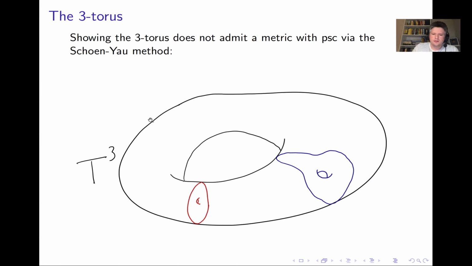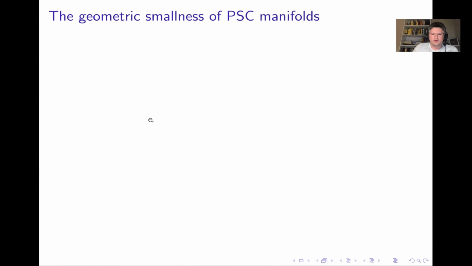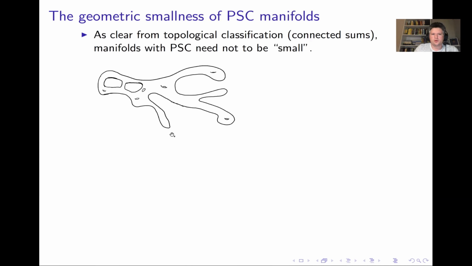Okay, so how about geometric smallness for these guys? For geometric smallness, the whole point is that we have to go back and look at the fact that you can do connected sums with positive scalar curvature. So those manifolds don't have to be small necessarily, because you can start with one piece, and then you can start doing connected sum with itself, and you can keep going in a direction as long as you want. So you can keep elongating, and you can get a long looking manifold like this picture here represents.